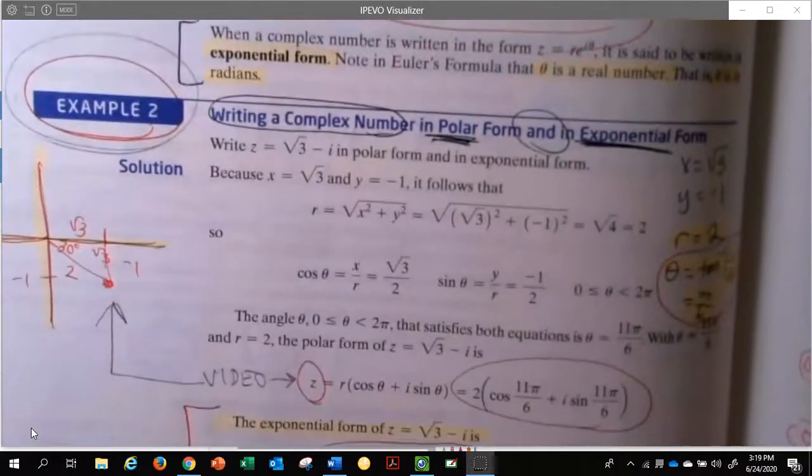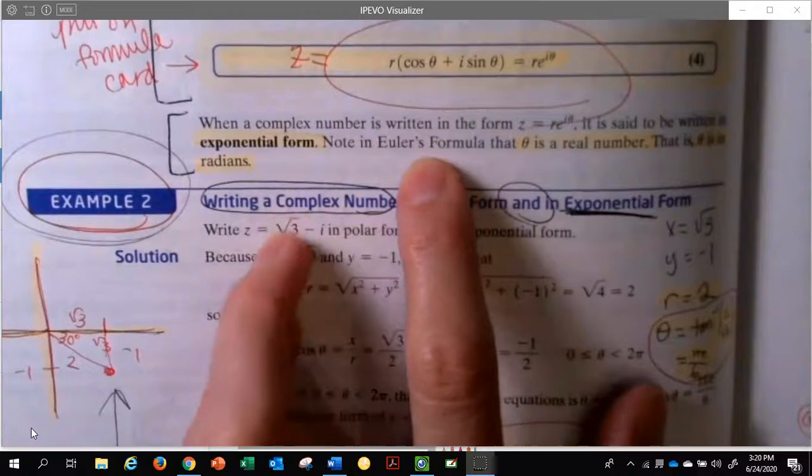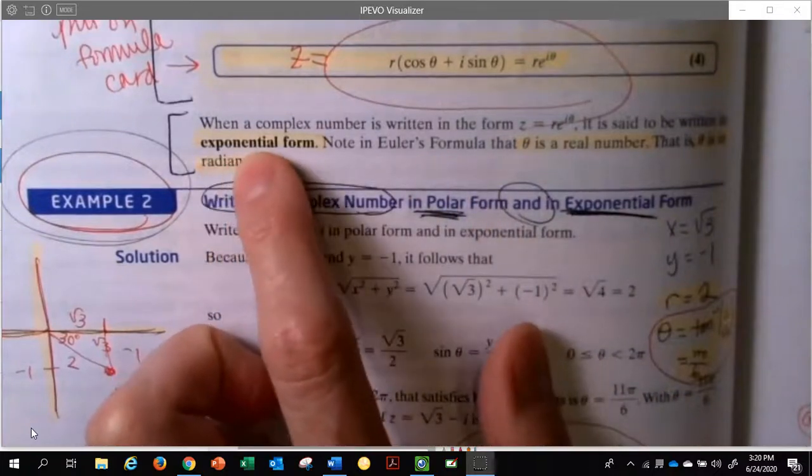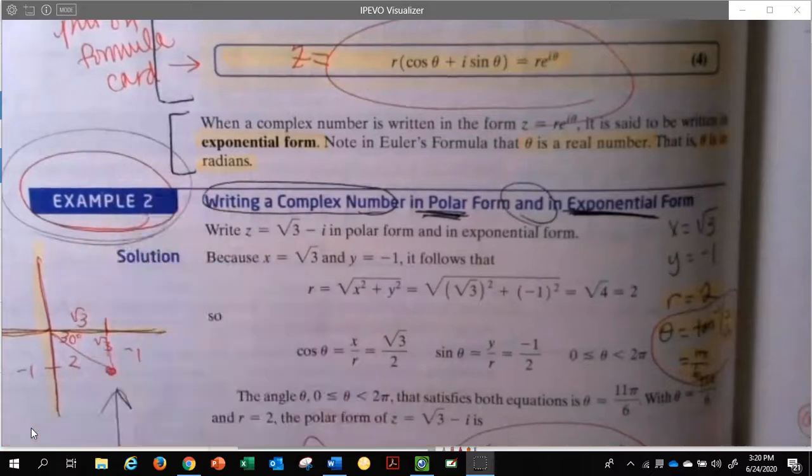And so a couple of things to underline right here. When we are using Euler's formula, it's considered exponential. You need to remember theta is going to be real and that theta is in radians.